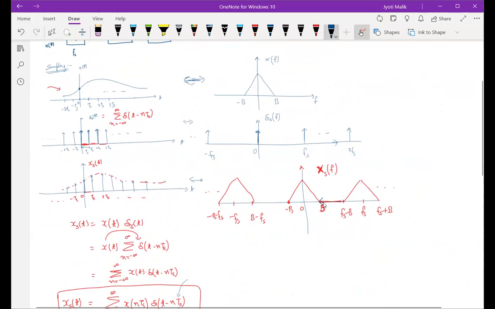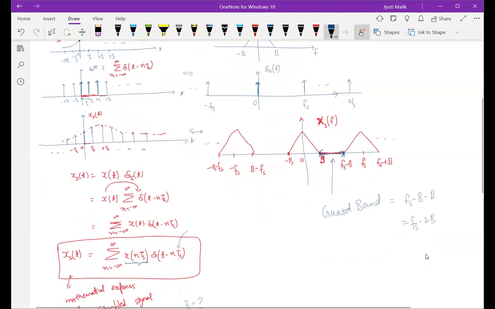This portion is known as the guard band, which is equal to this point minus this point. So Fs minus B minus B, so it's Fs minus 2B.